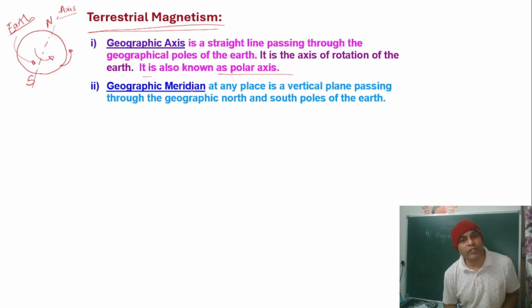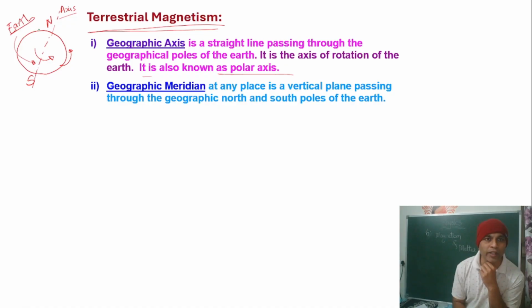So now, geographic meridian. What is the geographic meridian? The geographic meridian at any place is a vertical plane passing through the geographic north and south poles of the Earth. So can we call this the geographic plane?